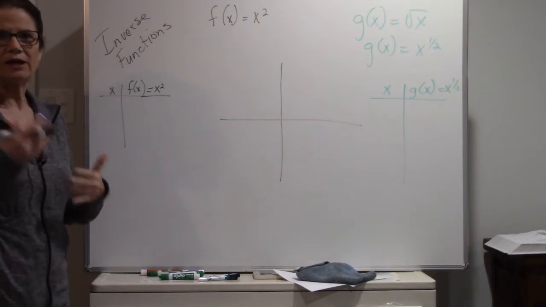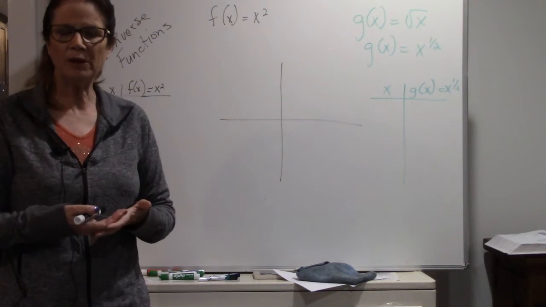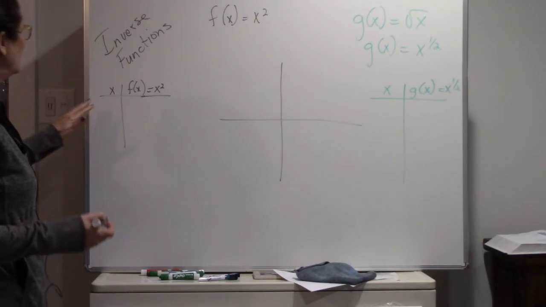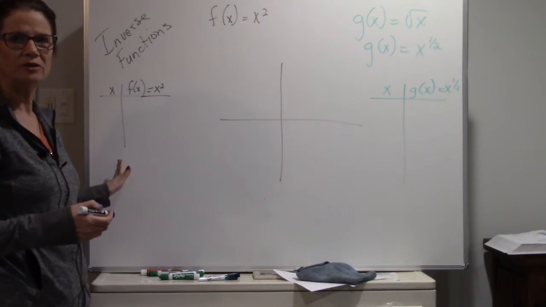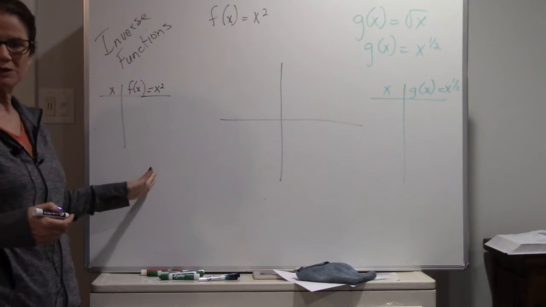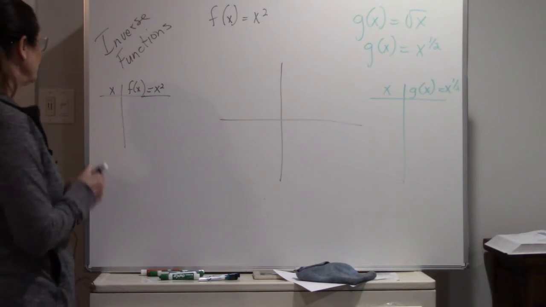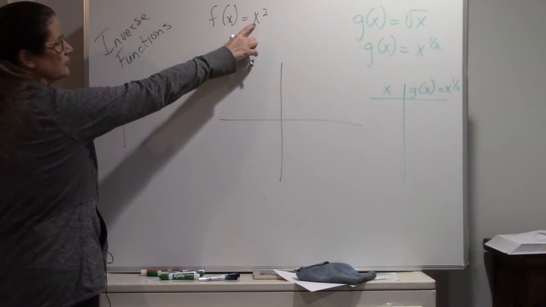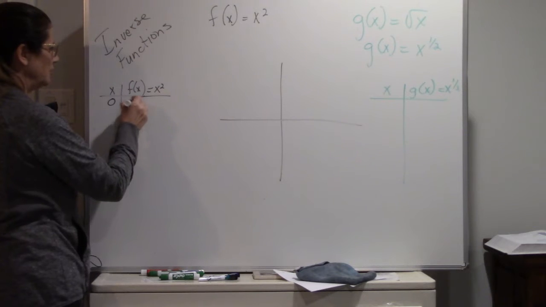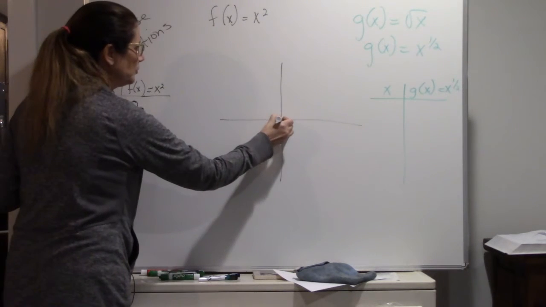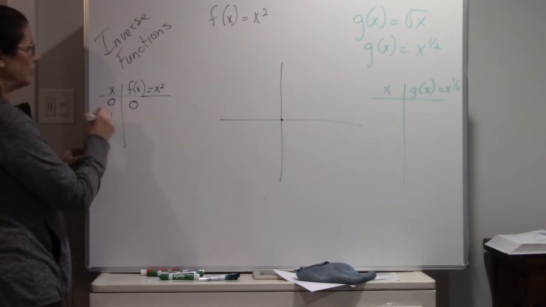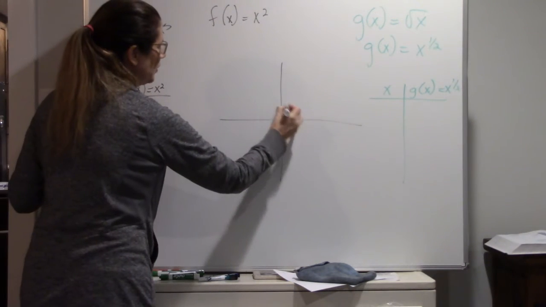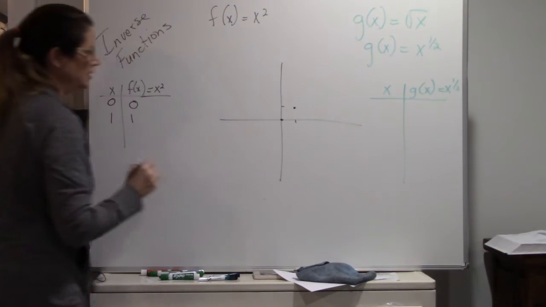So remember, your x values are your independent variables. What it spits out is your dependent variable. So I can pick anything I want for my x values. What it spits out depends on what I put in. So if I put in 0 for my x value, I plug in 0 here. 0 squared is 0. And I'm going to plot the points as I go. When I plug in 1, 1 squared is 1. So when I plug in positive 1, it spits out positive 1.